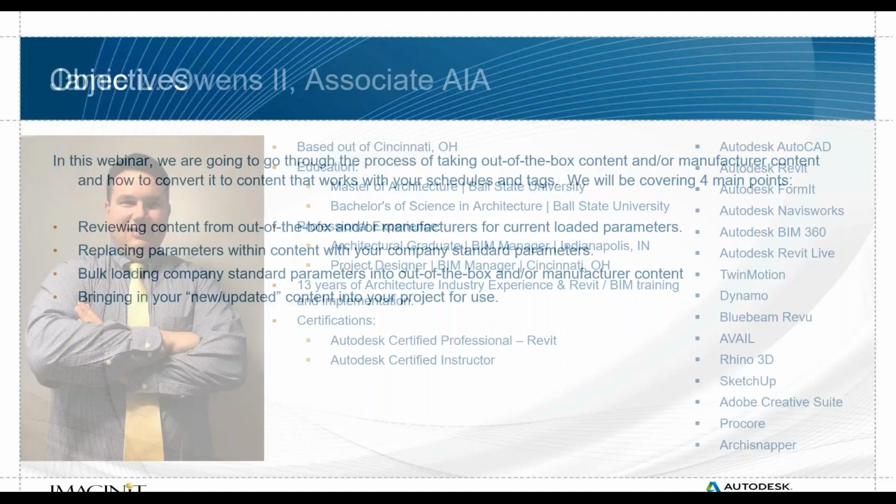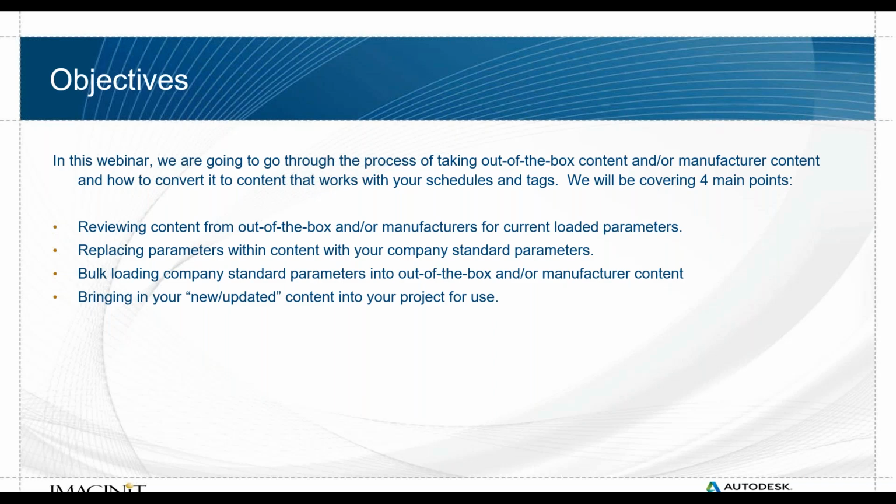But what are today's objectives? In this webinar, we're going to look at out of the box content and manufacturer content and how it works with our company standard schedules, covering the four main points listed here: reviewing the content for the current parameters, replacing parameters within the content, how we can load bulk company standard parameters, which is a big challenge that we have a lot of times, and then bringing that content up to new updated content for use in our projects.